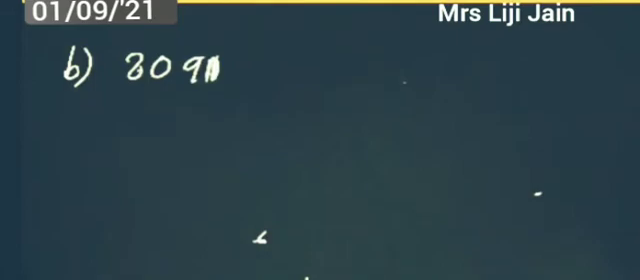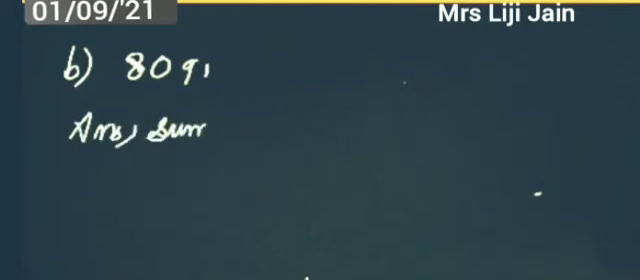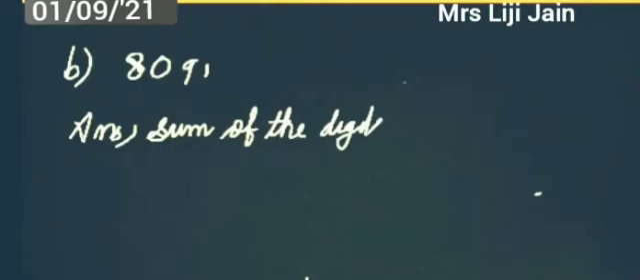This is 1. 8091. How can we check whether it is divisible by 9 or not? What do we have to do? Yes, find the sum of the digits. Okay, try to do the answer. Sum of the digits is equal to, what is it? Find the sum. Which are the numbers to be added?